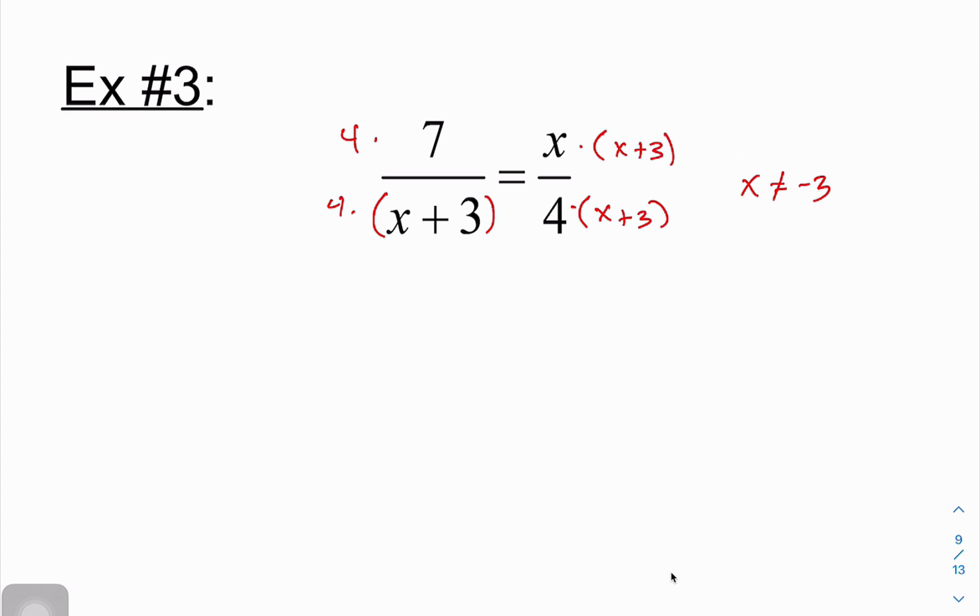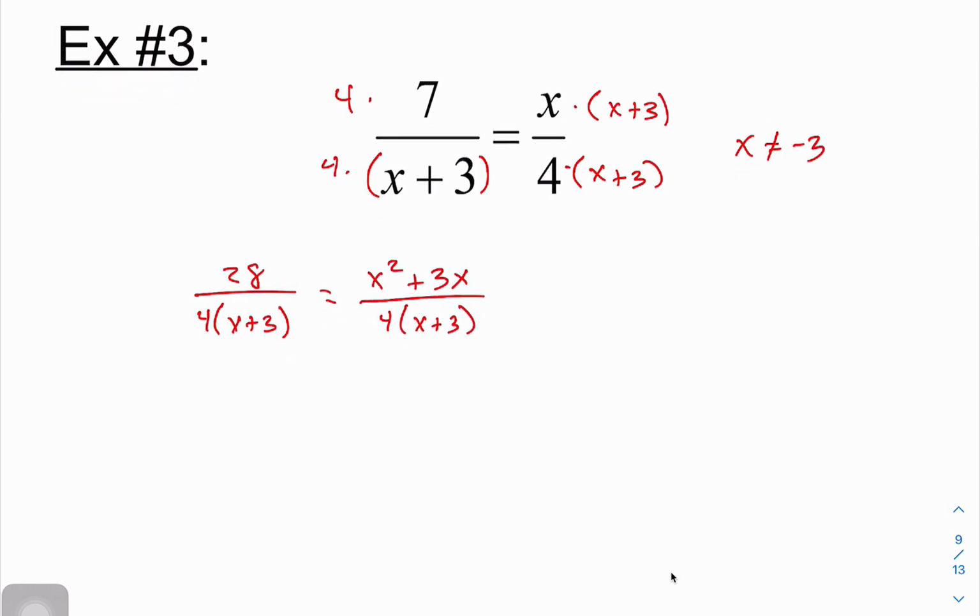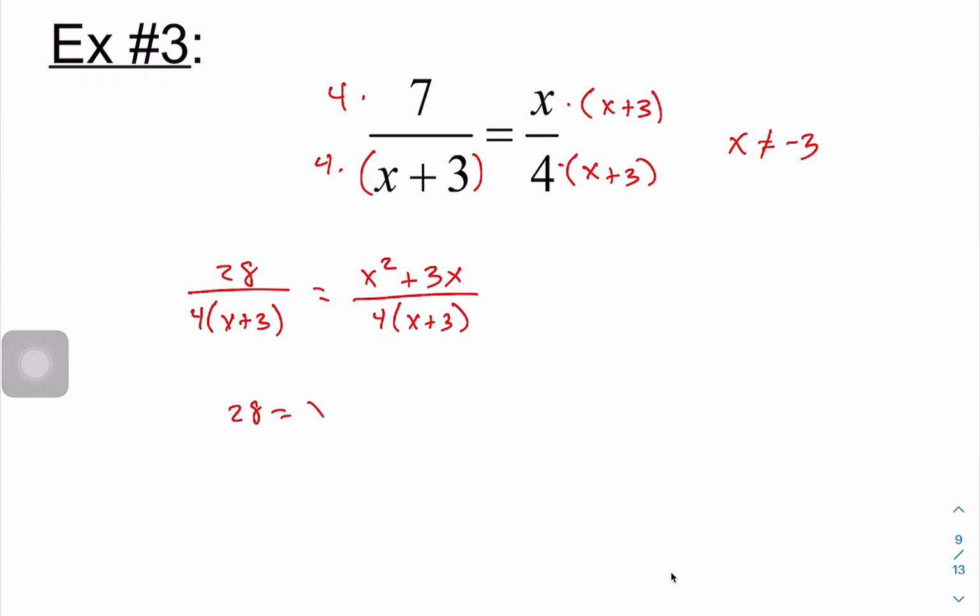So we end up with 28 over 4 times the quantity x plus 3 equal to, again, I'm going to distribute the x. So we've got x squared plus 3x over 4 times the quantity x plus 3. And now we're right back to that same spot again. We've got a common denominator. Therefore, you can drop that and just focus on the numerator. 28 equals x squared plus 3x. And I need to solve that equation. How do you solve that equation?